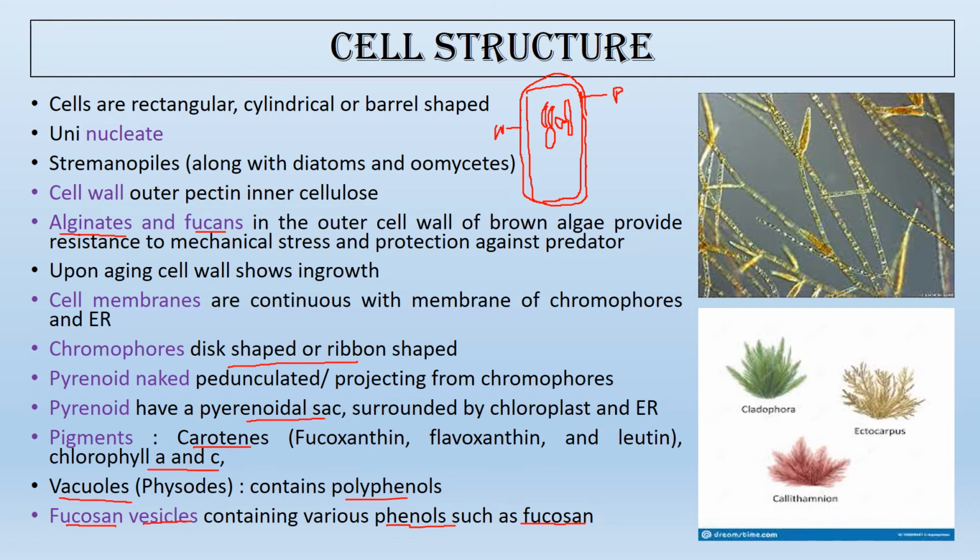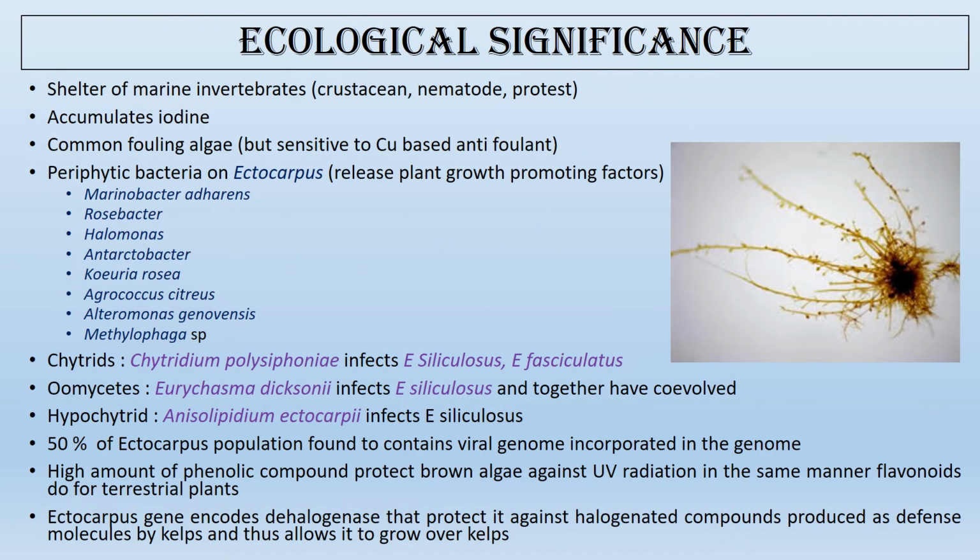So this is all about the cell structure, and in earlier slides I have given the structure of the thallus. Ecological significance of Ectocarpus. Here I am going to discuss its ecological significance, how it is acting as a host to various types of animals, especially the bacterial species, various fungi, that is the chytrids, hyphochytrids, and how it is ecologically significant.